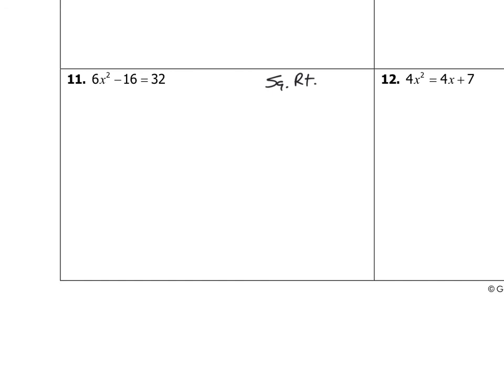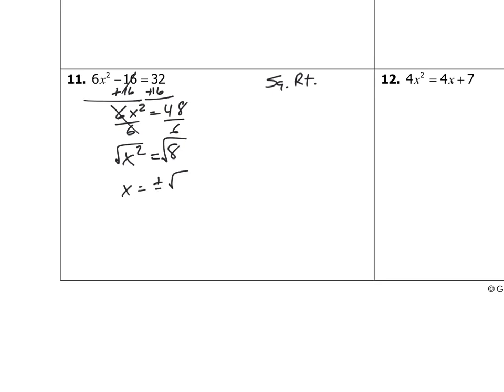Subtract 32, get everything on one side. 0 equals 6x squared minus 48. I'm sorry, I'm not doing this right. It's Friday, y'all. All right, add 16. Right, so when we're trying to take the square root, trying to get the variable by itself, okay? Divide by 6. x squared equals 48 divided by 6, which is 8. Take the square root of each side, and x equals plus or minus the square root of 8.